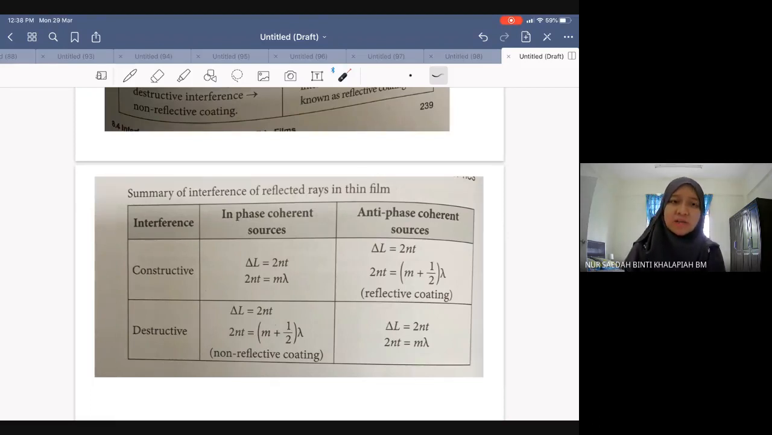So non-reflective coating berlakunya destructive interference. So kita tak nampak image shiny dia. Okay, so destructive interference dan source of lightnya dalam keadaan in phase coherent source. Okay, untuk reflective coating, even korang punya spek mata pun yang diperbuat daripada glass tu, spek mata korang tu pun sebenarnya ada tinted dalam dia, dia bukan solely lens.